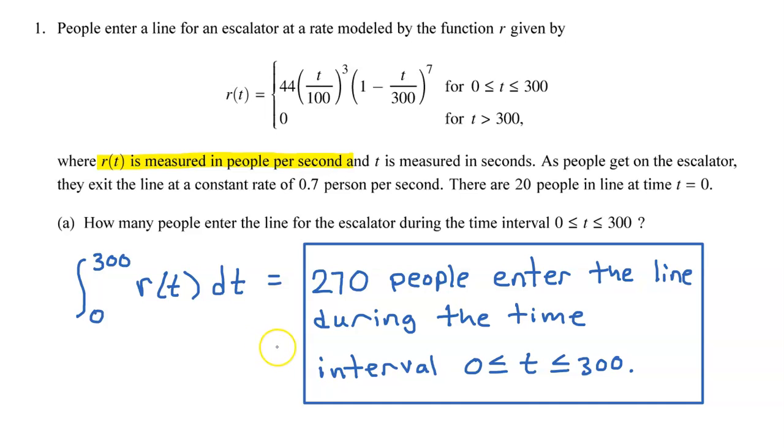Since this is the AP exam, let's write our answer as a sentence. 270 people enter the line during the time interval from 0 to 300.